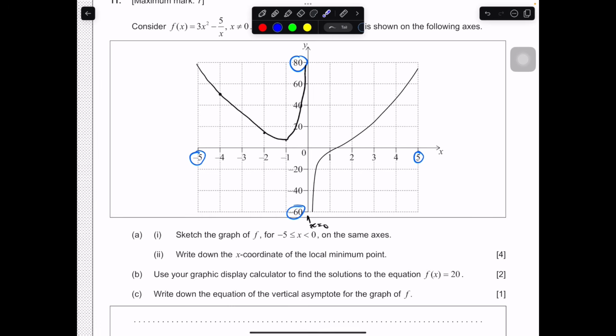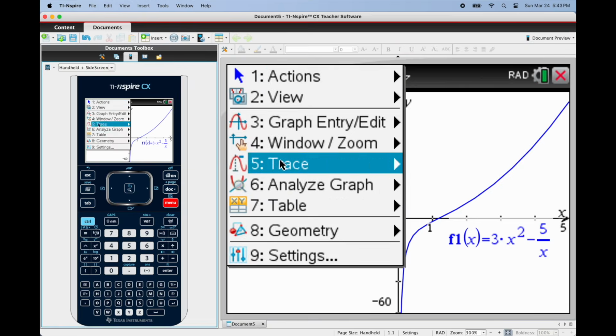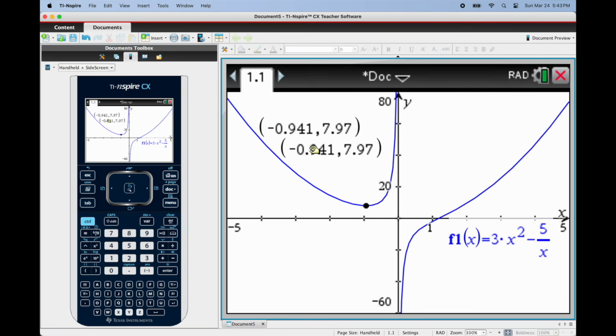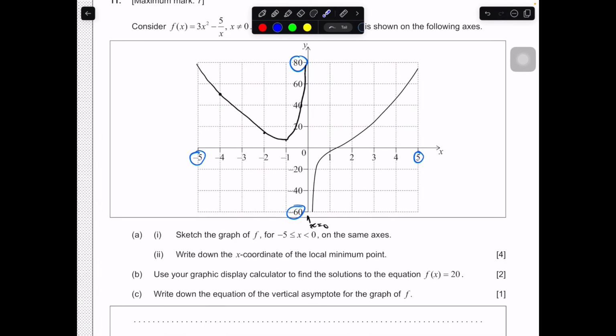And actually, going back to the calculator, we had found it already, and that was through menu, analyze graph, minimum, and there it was, once again, 0.941. So write down the x-coordinate of the local minimum. Going back to the document, x is equal to -0.941.